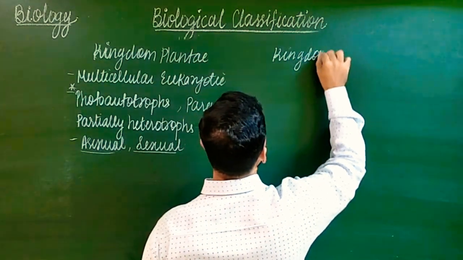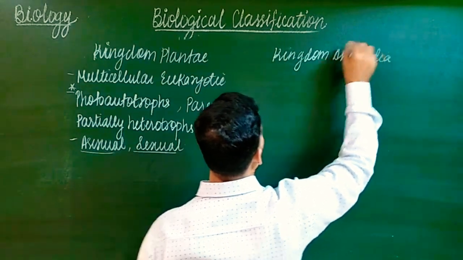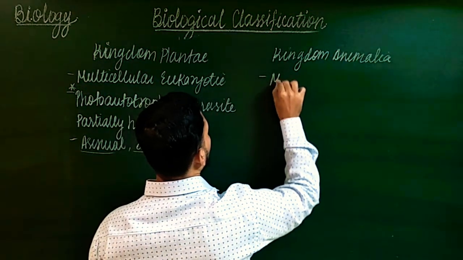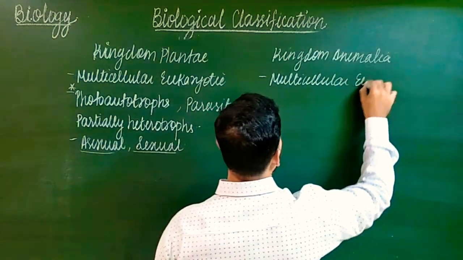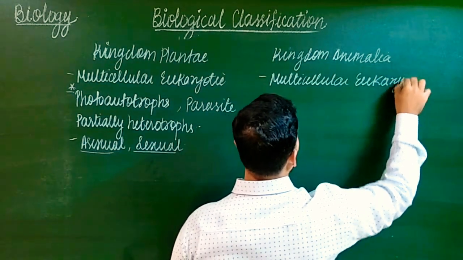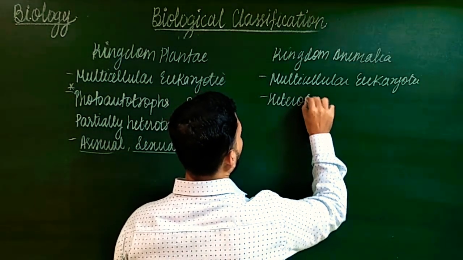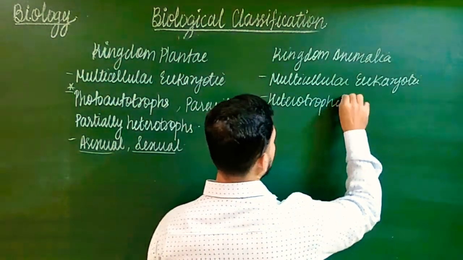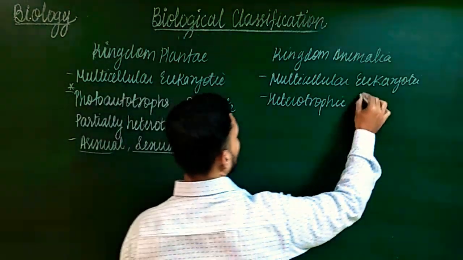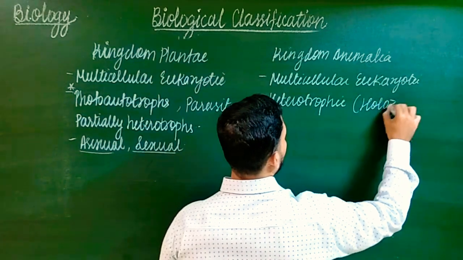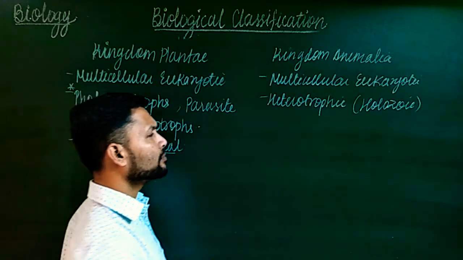Similarly, the last kingdom of the Whittaker system is kingdom Animalia. Obviously, again, these are multicellular eukaryotes. They have a heterotrophic mode of nutrition. Some might be parasites, some might be saprophytes. And obviously they exhibit holozoic mode of nutrition. Holozoic means ingesting food, so that is the holozoic mode. It is also shown in animals.